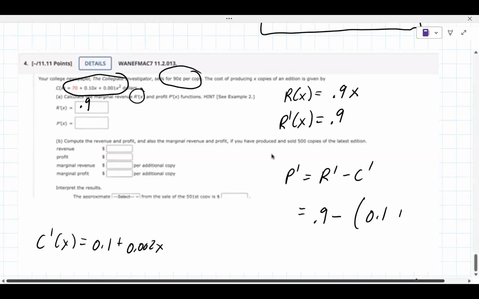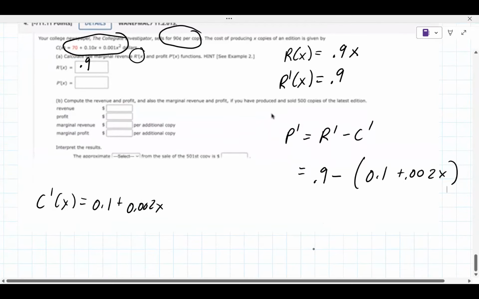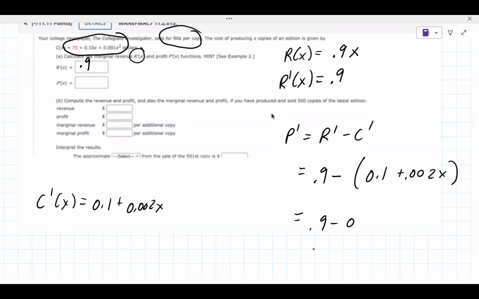That's just using the rules we've been talking about, like that. All right, so now you do want to simplify these. So it's 0.9 minus 0.1 minus 0.002X.